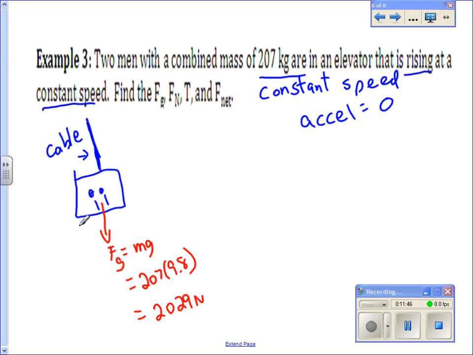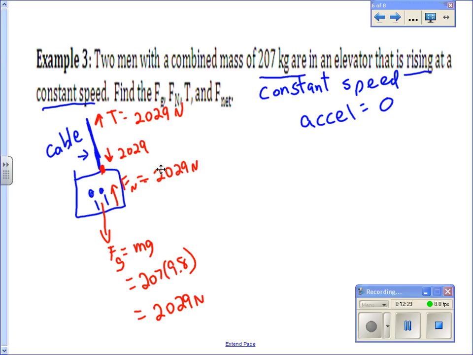Now the normal force will be the force that the floor pushes up against these two people, supporting their weight. That's going to equal the weight of the people, which is 2,029 newtons. Now in the cable, we're going to have a tension force up, also of 2,029. Here's where it gets a little bit bizarre. The weight of the people has to be supported by the floor, so it has to equal their weight. The cable will attach right here to the elevator, and so we're going to have a downward force right there of the weight of the elevator plus the people.